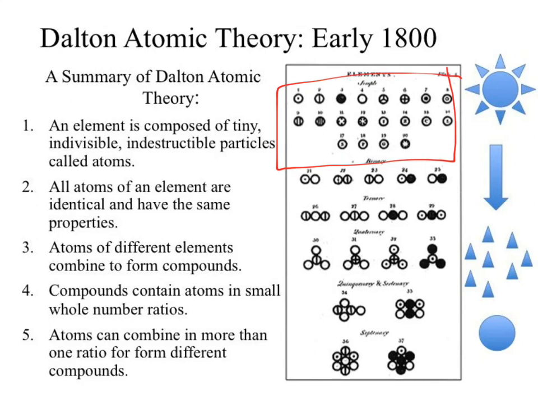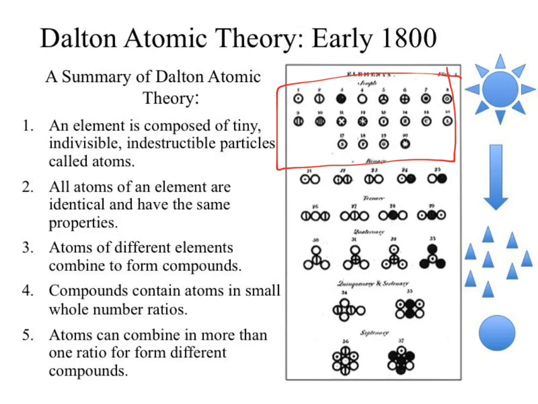Atoms of different elements combine to form compounds. Yeah, that's true. That still holds true today. That's nice. You got something right. Okay, 4. Compounds contain atoms in whole number ratios. Absolutely. Still true today. Okay, and then that last one, we can form different compounds.